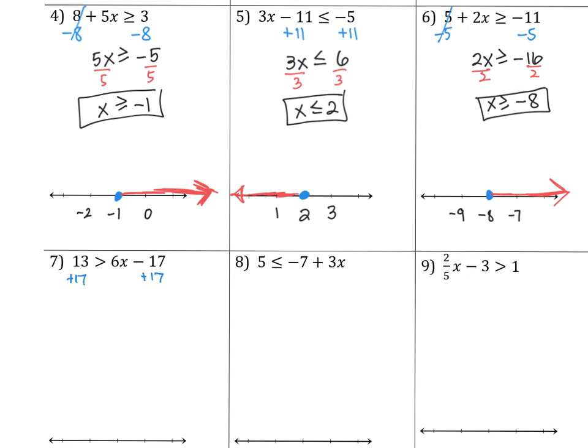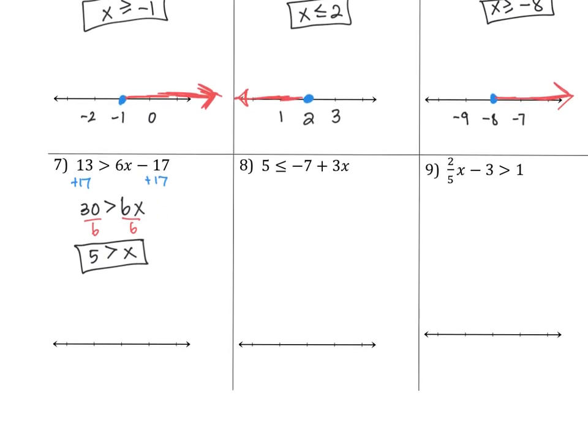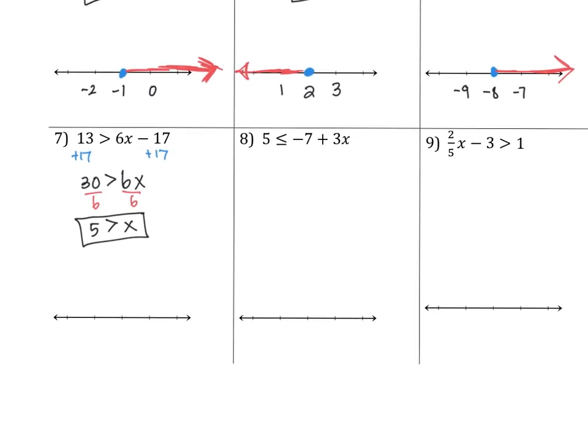Okay, so 13 plus 17 is 30. I'm going to bring down the symbol. I'm going to bring down the 6x. Okay, and you cannot switch these unless you're really careful. Okay, since it's 6x, I'm going to divide by 6. 5 greater than x. Okay, if I'm just solving, this is good. And it does need to be in this order, or if you switched it, you had to switch it really carefully.